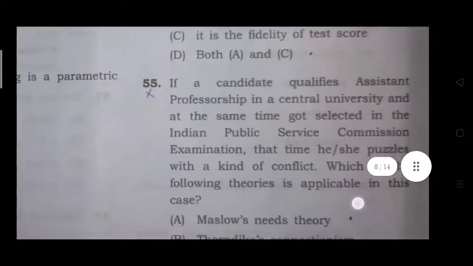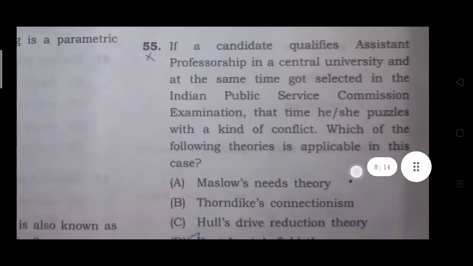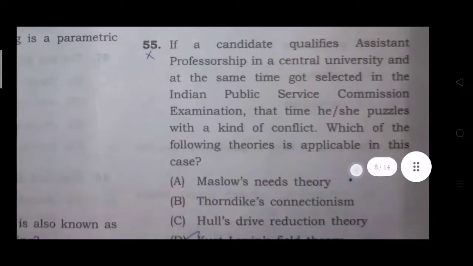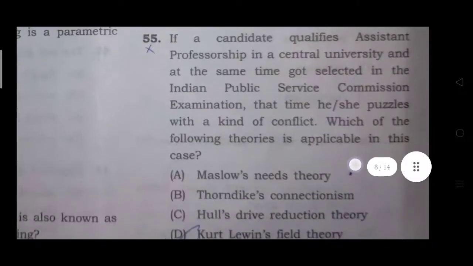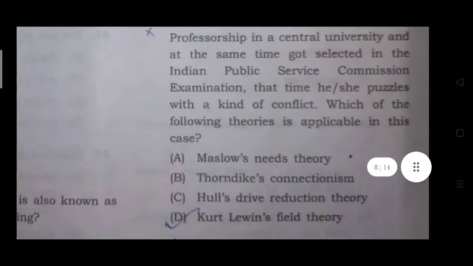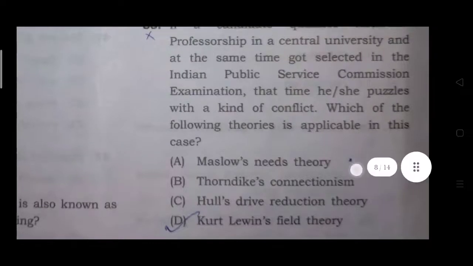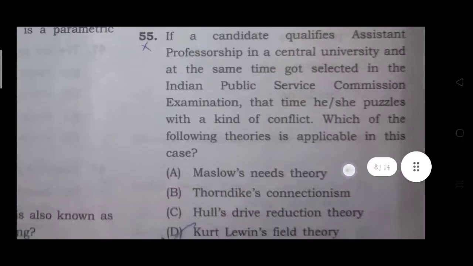Next, 55. If a candidate qualifies for assistant professorship in a central university and at the same time gets selected in the Indian Public Service Commission examination, he or she is puzzled by what kind of conflict. Which of the following theories is applicable in this case? Here the candidate is confused about which field to go into. Option D is the correct answer, that is Kurt Lewin's field theory, because he or she has to choose his field. That's why option D is the correct answer.